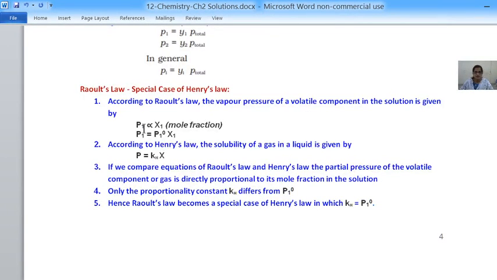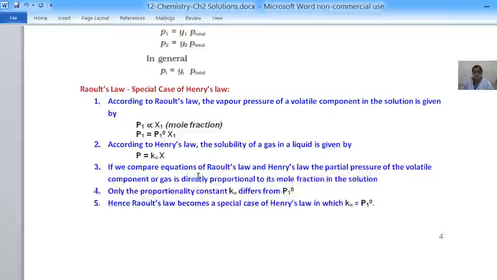So this is the expression for Raoult's law. What is it? P1 is directly proportional to chi1, or P1 is equal to P10 into chi1. Now, according to Henry's law, we are expressing the solubility of a gas in a liquid. In Henry's law, it is given by P is equal to Kh into chi. So according to Raoult's law, partial pressure P1 is equal to P10 into chi1, and according to Henry's law, P is equal to Kh into chi.